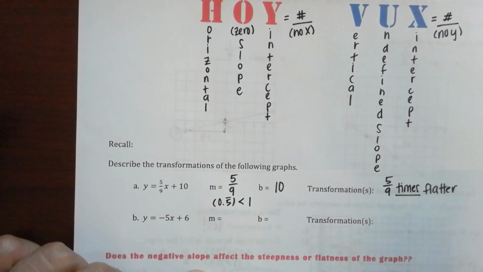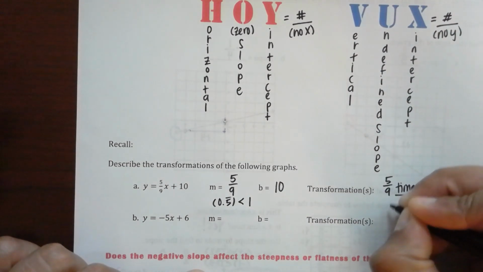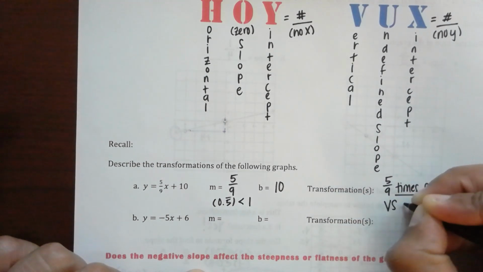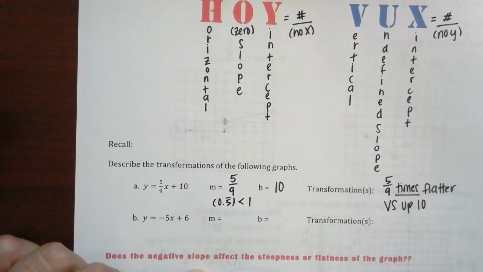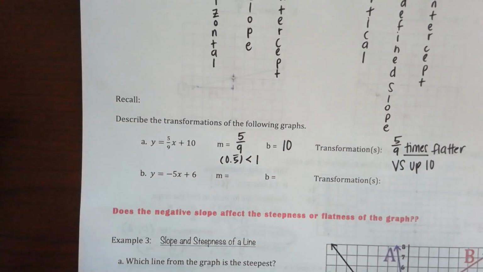And what's the other transformation that happened? So what needs to go before that? VS for vertical shift. Up 10. Perfect. Any questions there? How many transformations are happening with B?